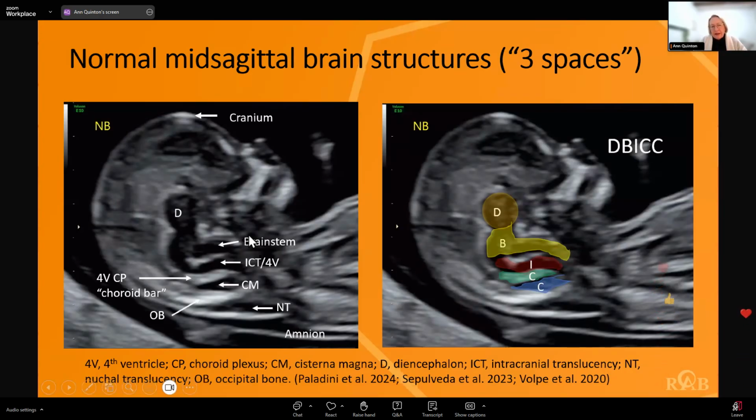What I learned from getting this image and seeing all these structures is it doesn't just jump out at you. You actually have to work to show these structures, and you have to get a really good sagittal view. So just because you've got a nuchal translucency doesn't mean that you will necessarily see these structures. So you actually have to do a dedicated scan to look for these structures in the fetal brain.